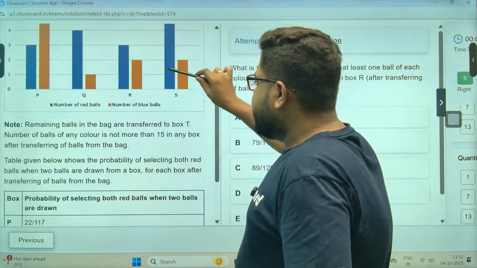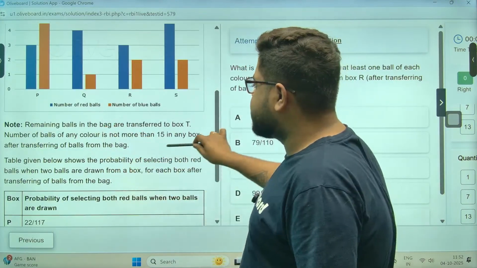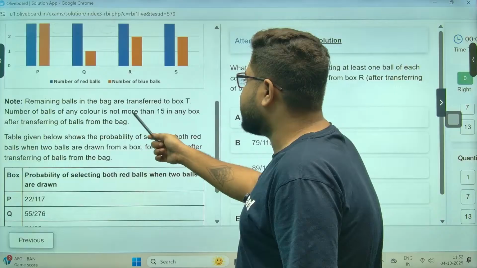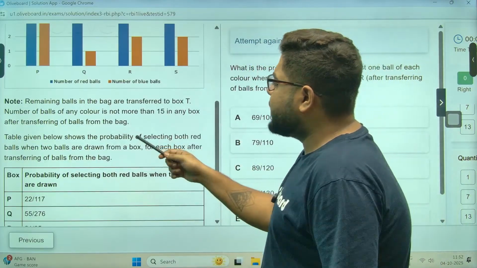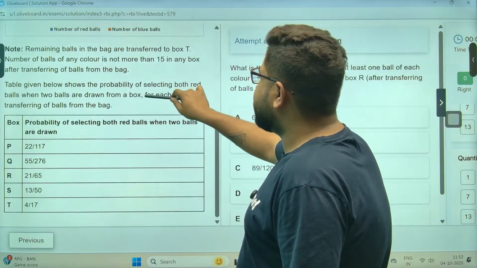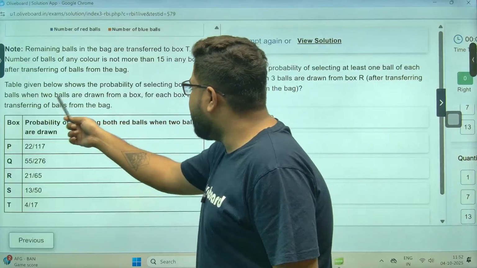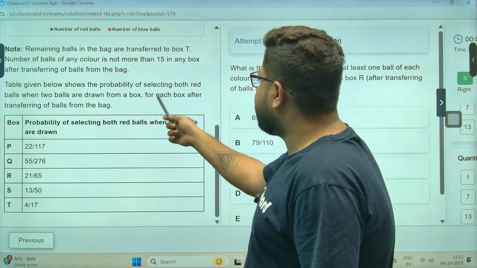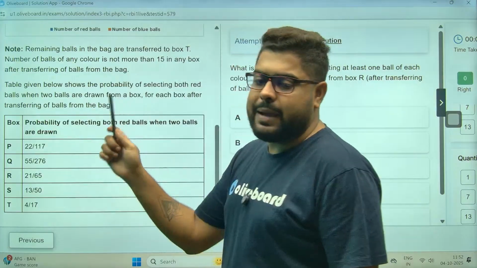Now, remaining balls in the bag are transferred to T. Yes, like which I was talking about. Number of balls of any color is not more than 15 in any box after transferring of balls from the bag. The table below shows the probability of selecting both red balls when 2 balls are drawn from a box for each box after transferring the balls from the bag.